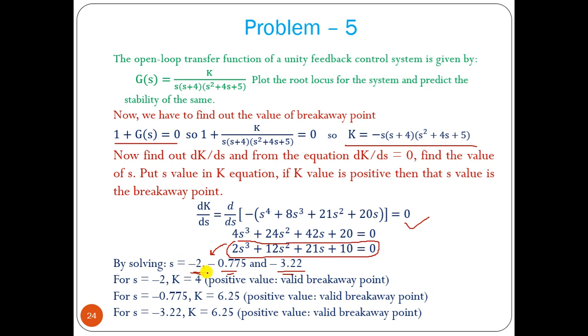Okay. Now we can put all these three values in this K equation. Find out what is the value of K. If s equal to minus 2, K equal to 4, a positive value. So it is a valid breakaway point. When s equal to minus 0.775, it is K equal to 6.25. This is also a valid breakaway point. When s equal to minus 3.33, K is 6.25, so it is also a valid breakaway point.